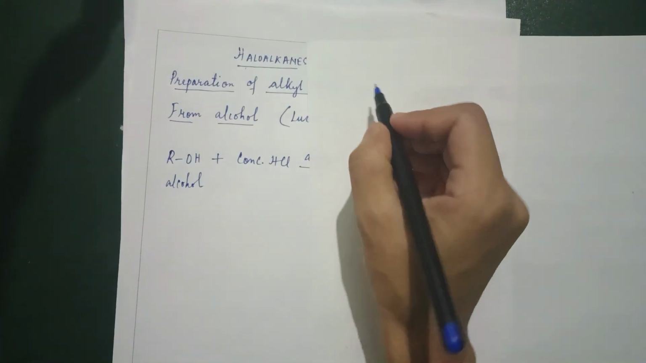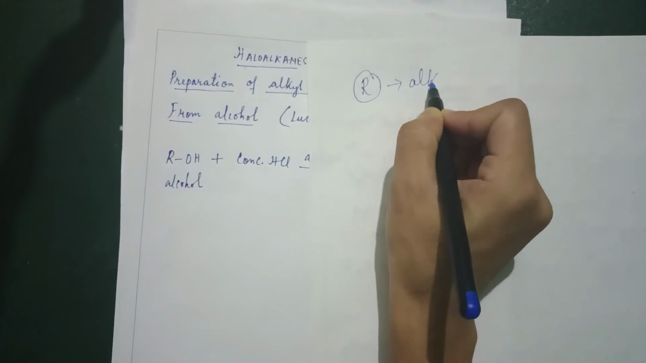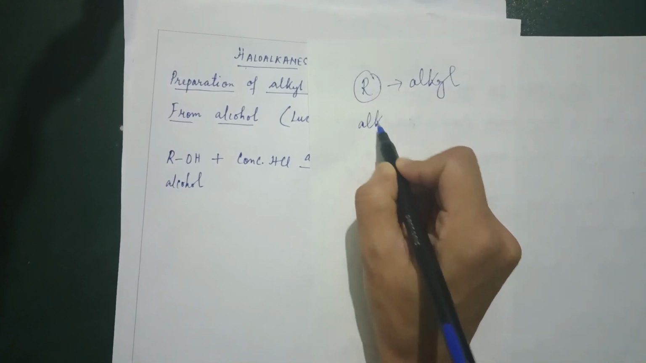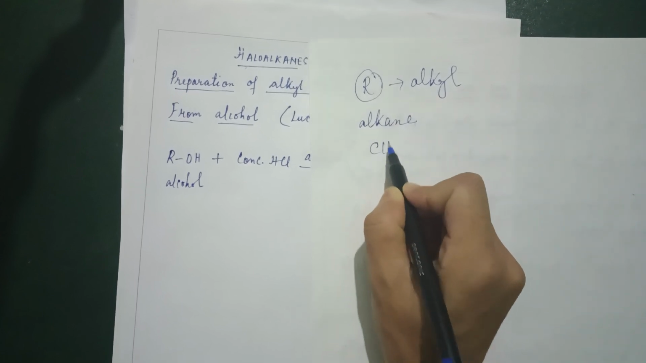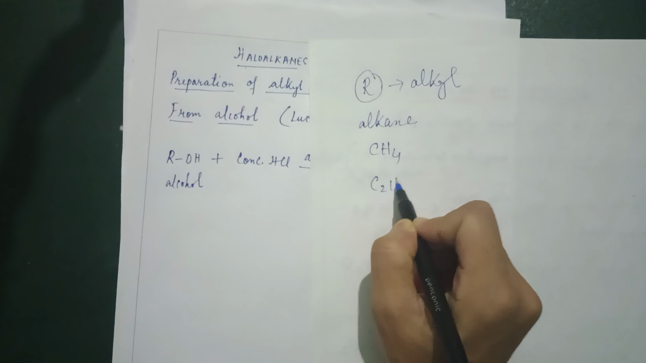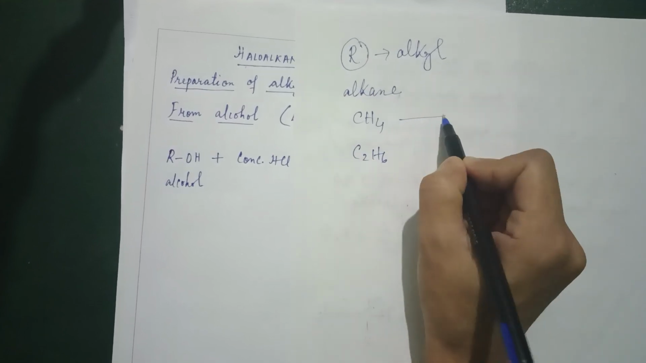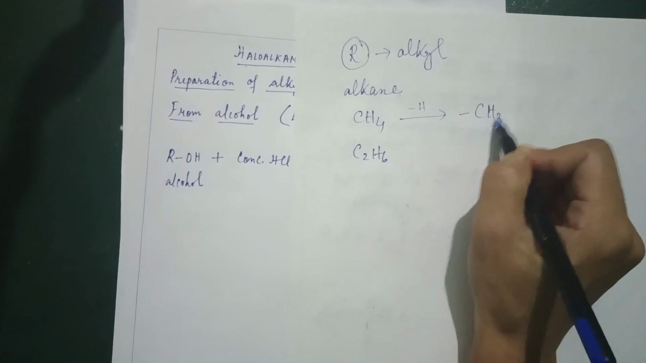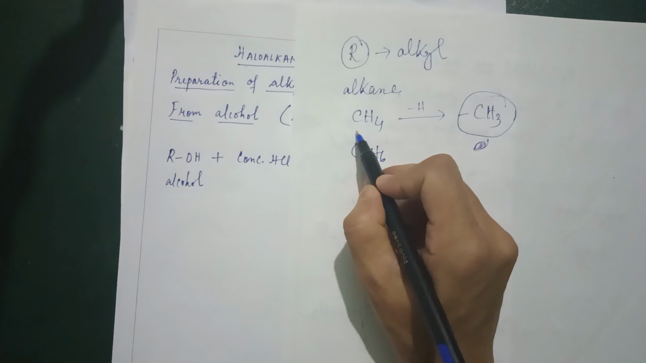How to know the alkyl group? First we have to know the simple alkane. All the alkanes like CH4, C2H6, all these are alkanes. Now if I just remove one of the hydrogens, then it becomes bond CH3. So this is now your alkyl.